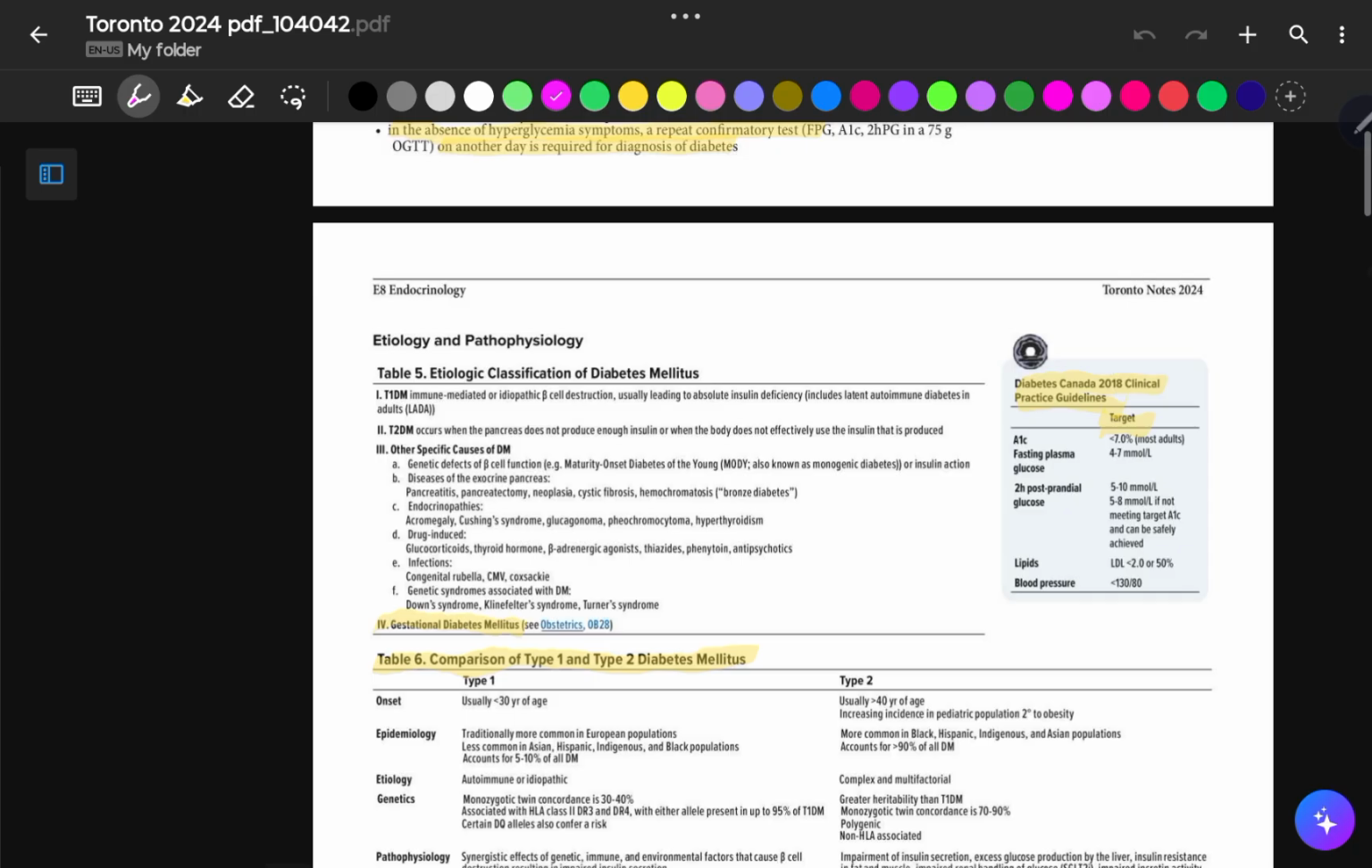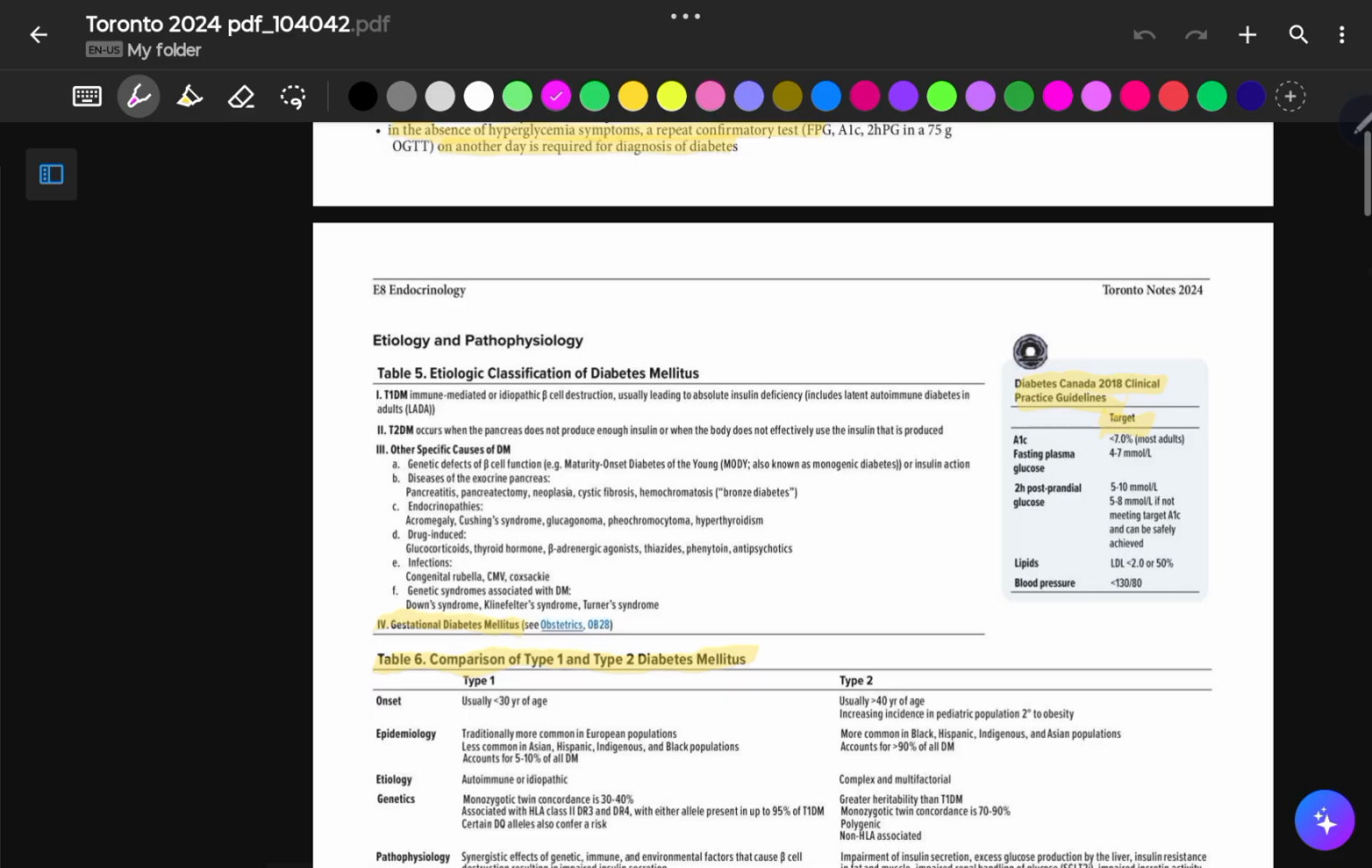Okay, so next looking at table 5, etiology classification of diabetes mellitus. You have two types, right? So here we're talking about what are the causes. Your diabetes type 1 is immune mediated. You have a defect in your B cells. Remember, your B cells are responsible for insulin, right? So basically, disruption of your B cells leads to an insulin deficiency, right?